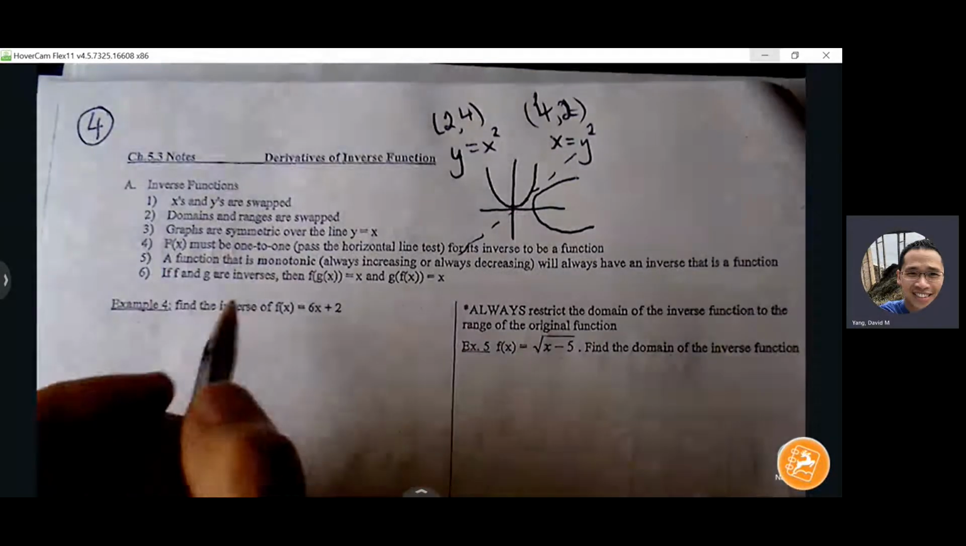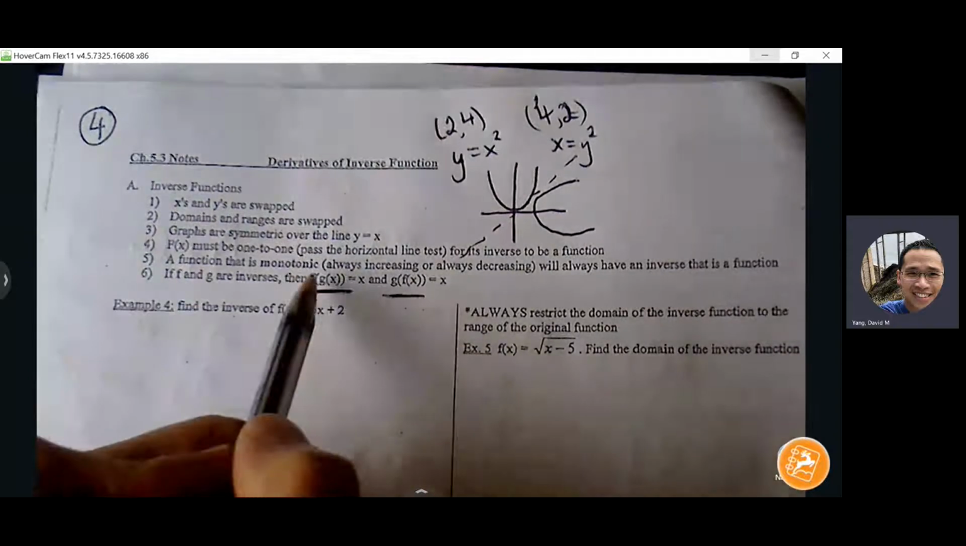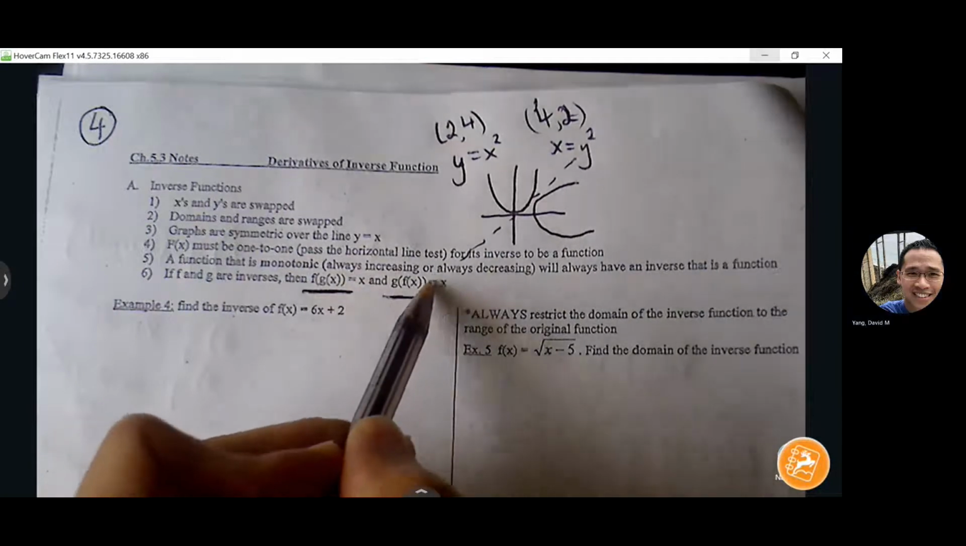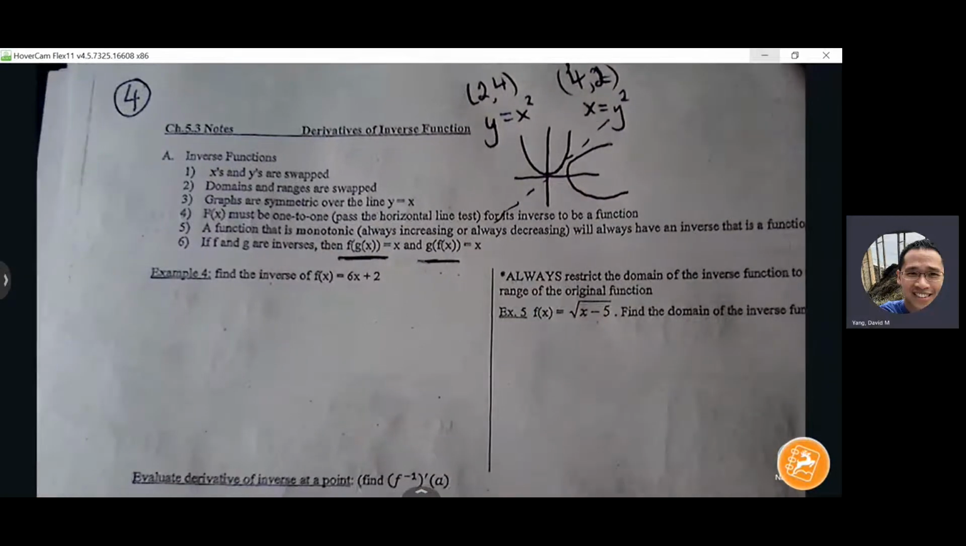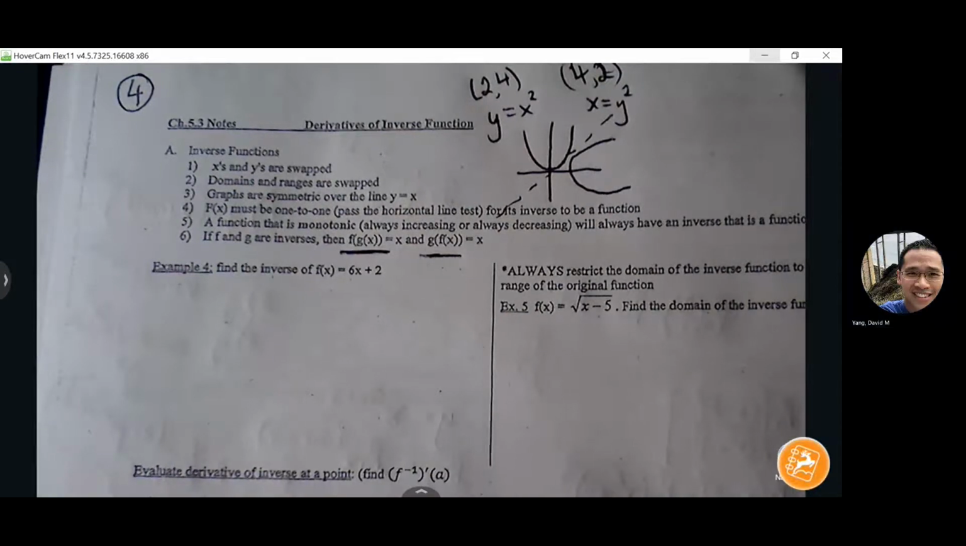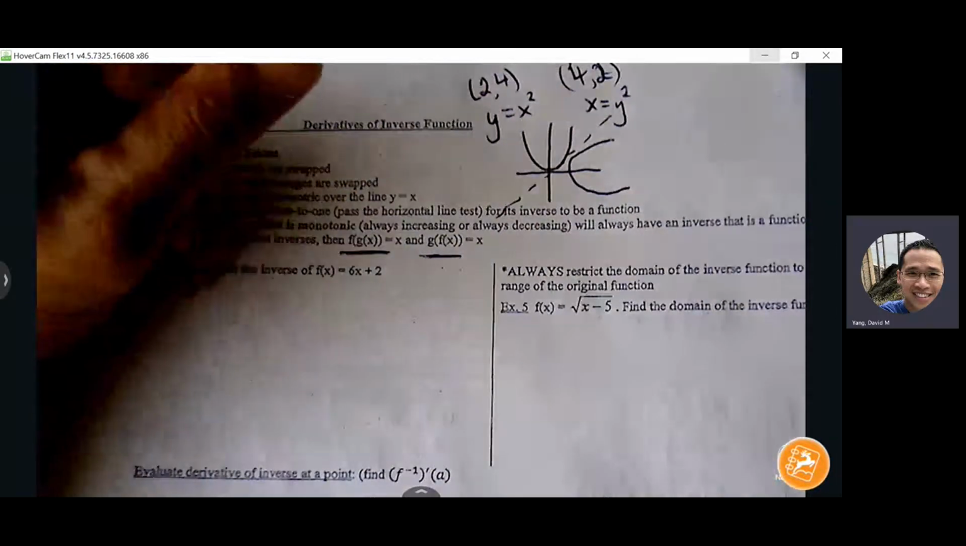So if functions are inverses of each other, I can plug one into the other, and I'm able to reduce everything down to just an x. Okay, so here's a quick example before we talk about the derivative side of things. It says find the inverse of the function y equals 6x plus 2.